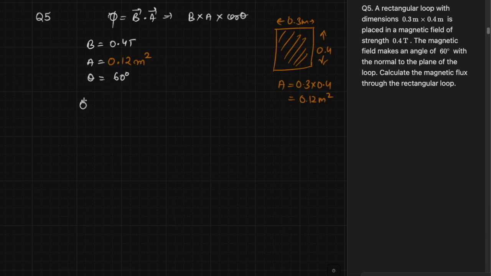So let's calculate now. Phi will be: our magnetic field is 0.4, area is 0.12, and then we need to multiply by cos 60. What is the value of cos 60? Cos 60 is just half, 0.5, so you can put the value here, and then the value will come around 0.024 Weber. So this is the answer for this problem.